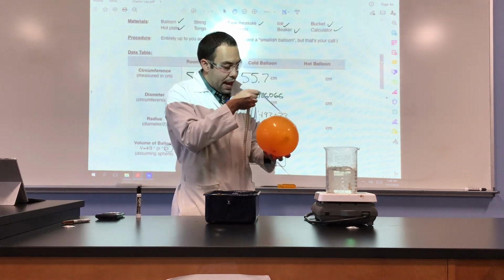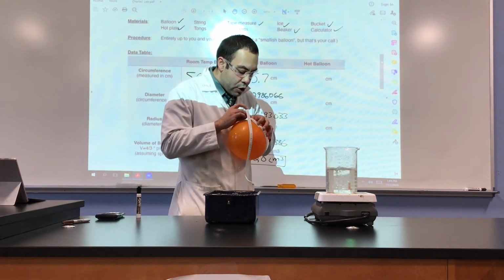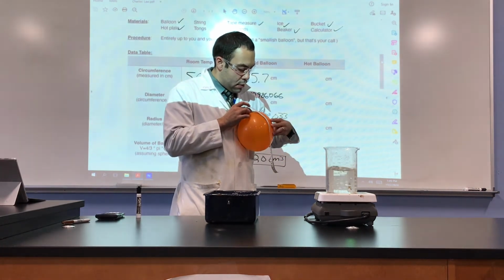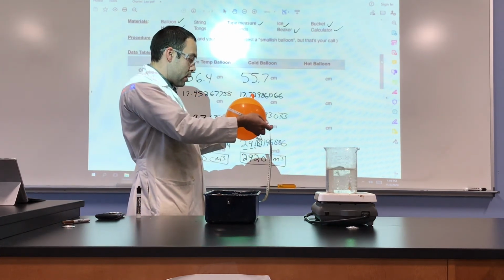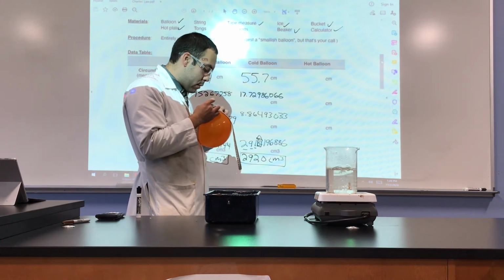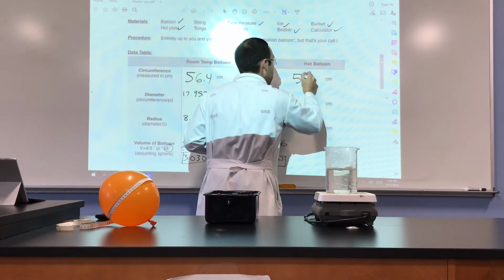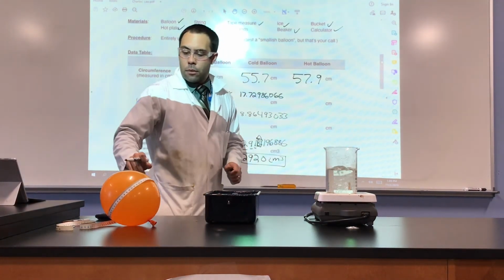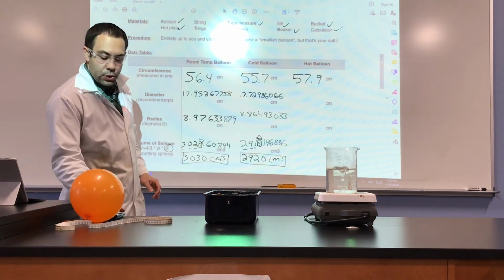Make sure you follow the same path as we did for the prior 2 measurements. And my measurement is, make sure it's nice and tight, 57.9 centimeters. Let's turn the hot plate off. Put the balloon to the side, and finally, let's work on these calculations together.